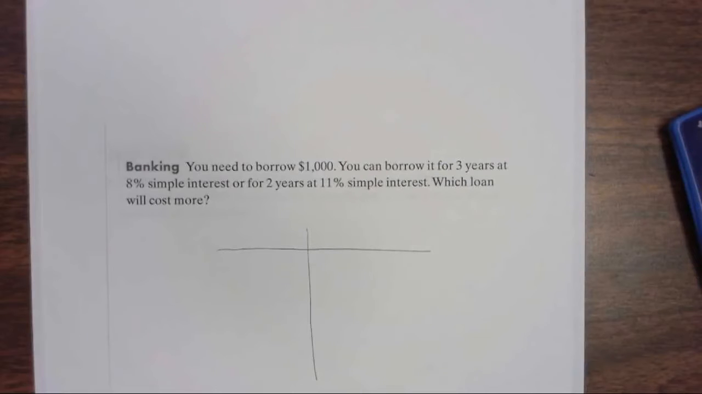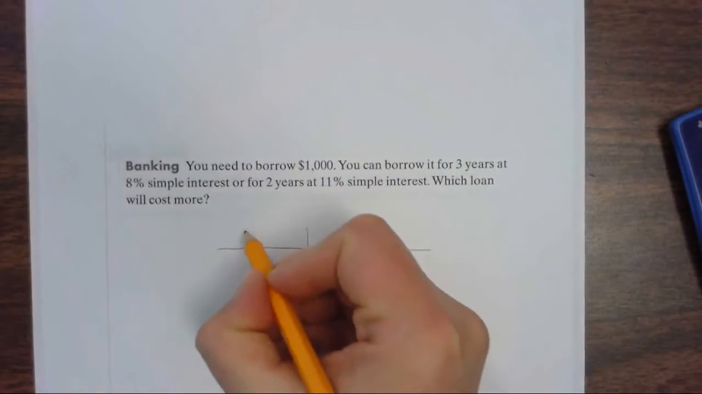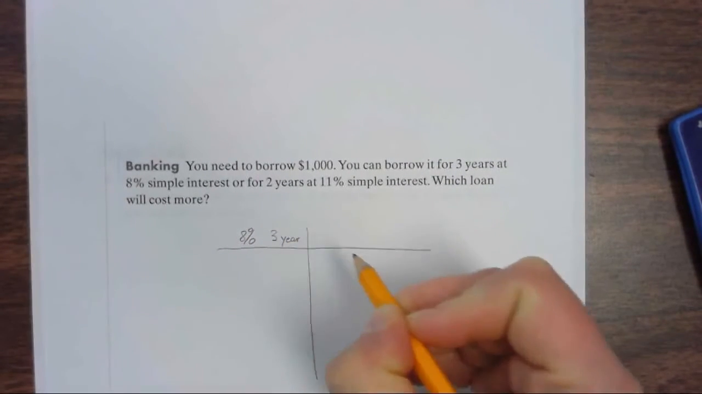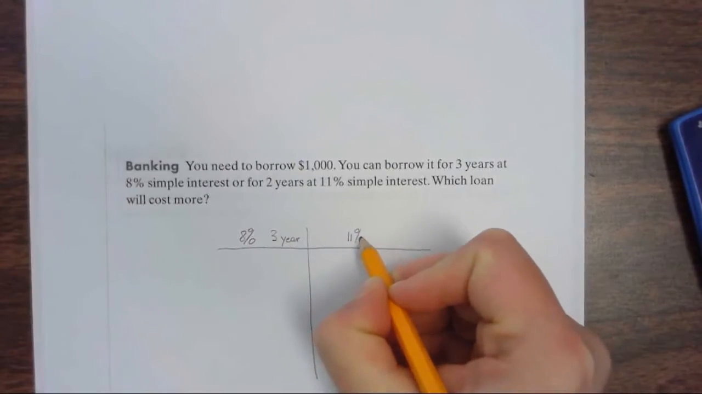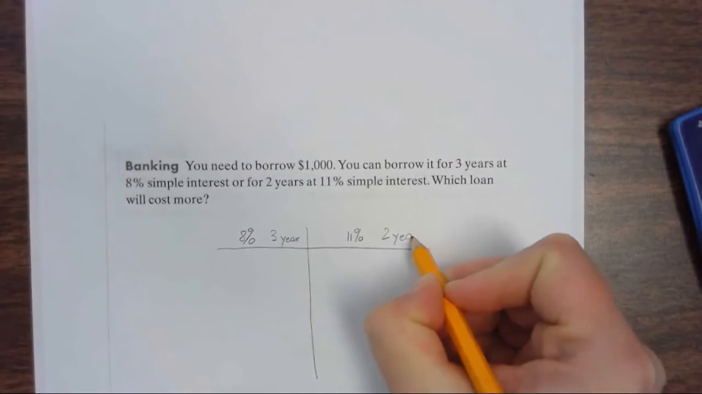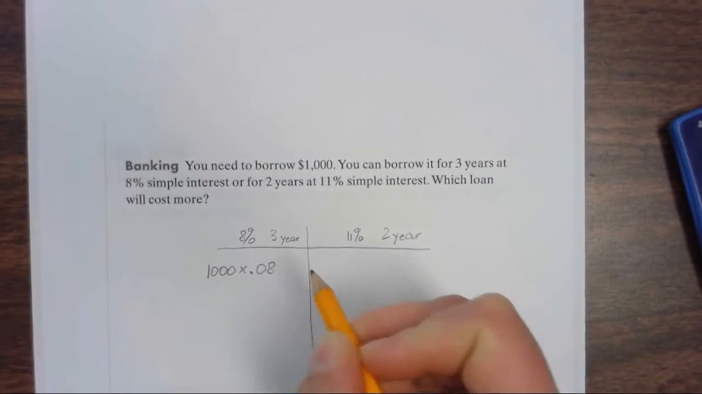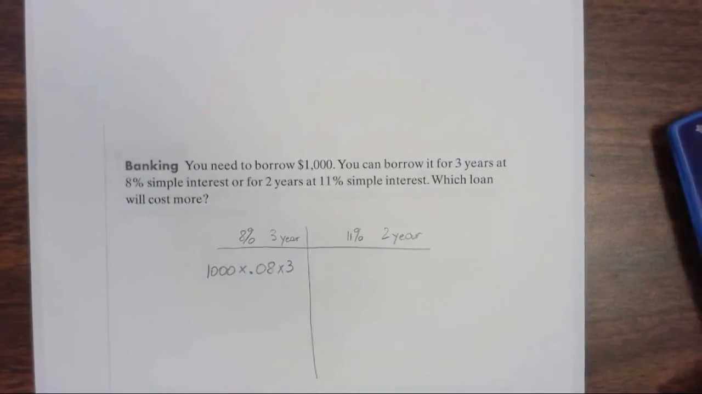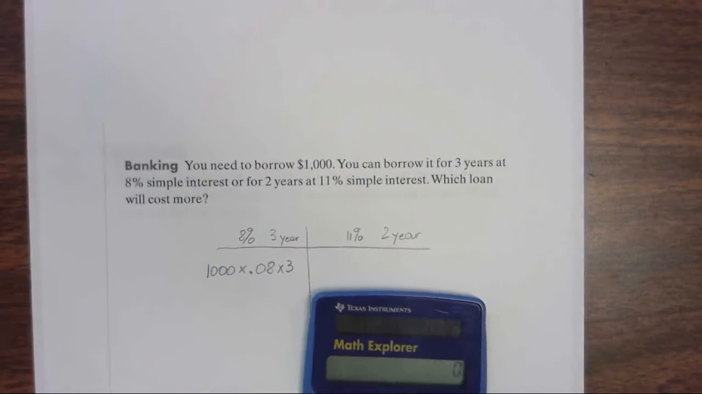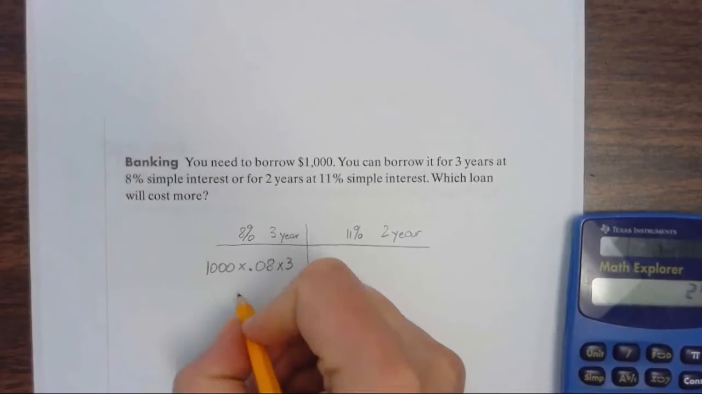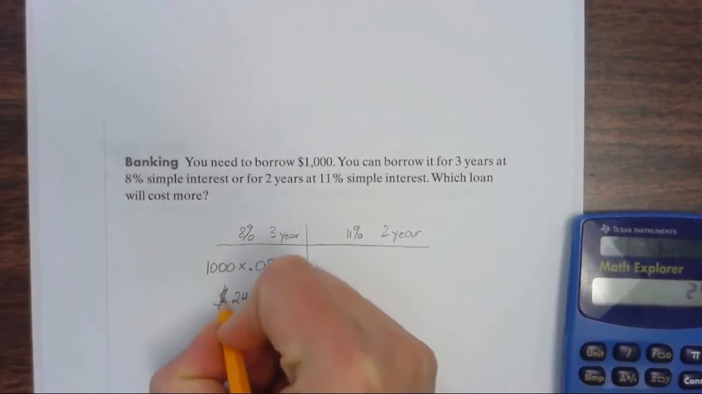Okay, so the first one, I always start with 1,000, but the first one is 8% for 3 years. And the second one is 11% for 2 years. So let's try. I always start with the same amount, changing percent to a decimal, multiply times 3. Okay, let's see. Do you see my calculator? Yes, you do. So 1,000 times 0.08 times 3 is $240. That's how much interest will cost.